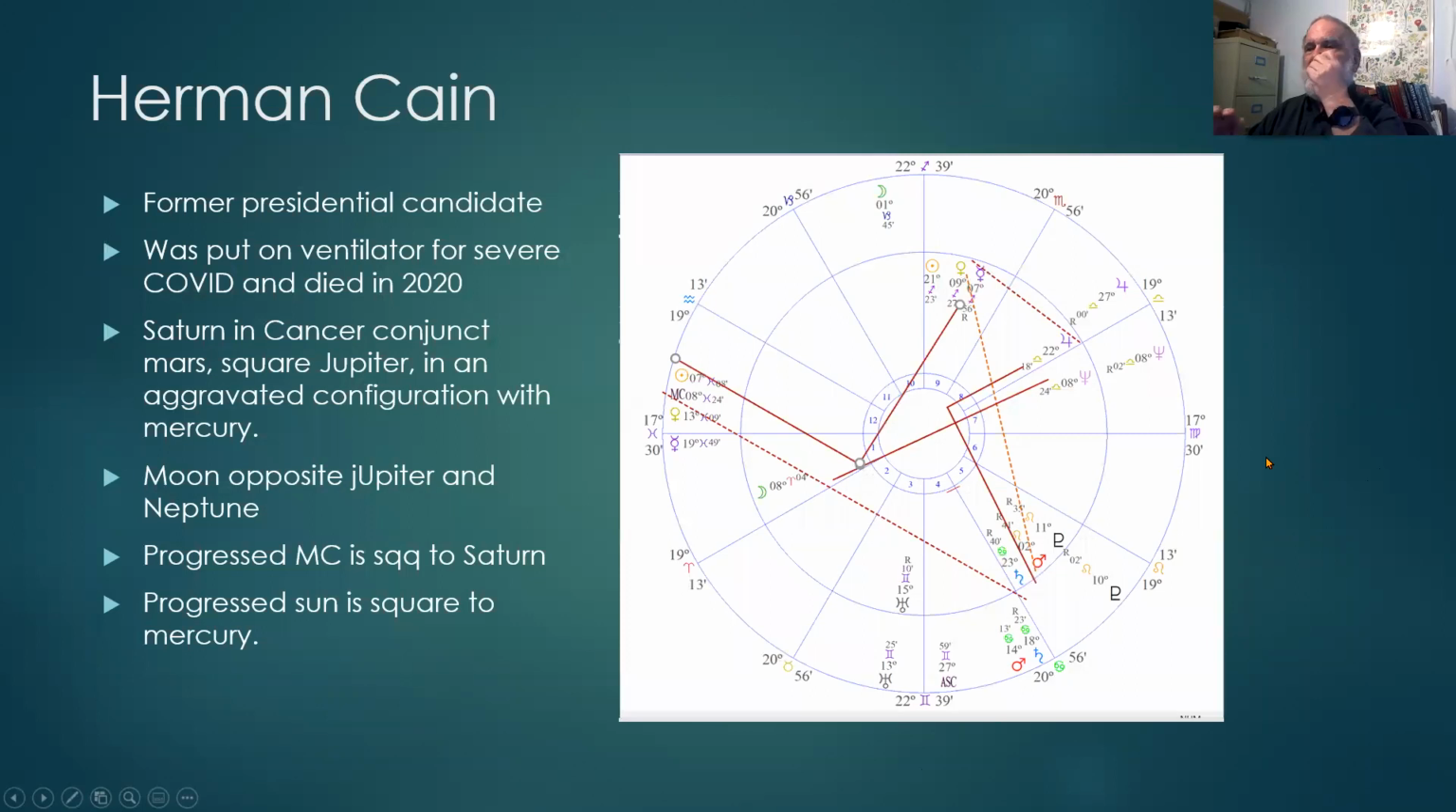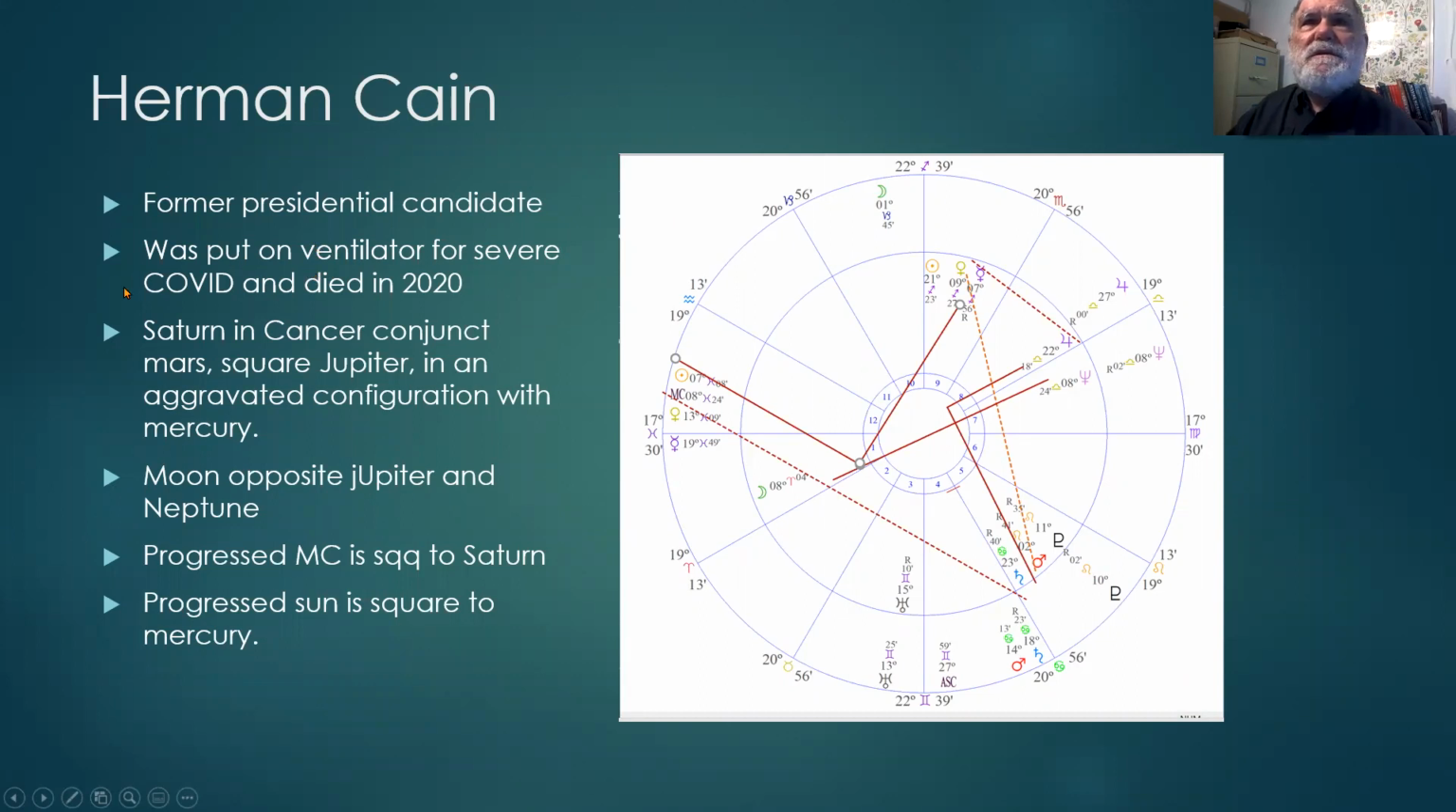This is an example of this man. This is Herman Cain. He's the former presidential candidate, a friend and a supporter of the former President Trump. He developed COVID, and after about 3 or 4 weeks, he passed away. He was put on a ventilator for the COVID, and he died in 2020.